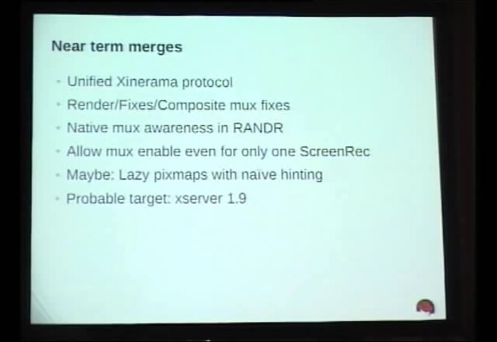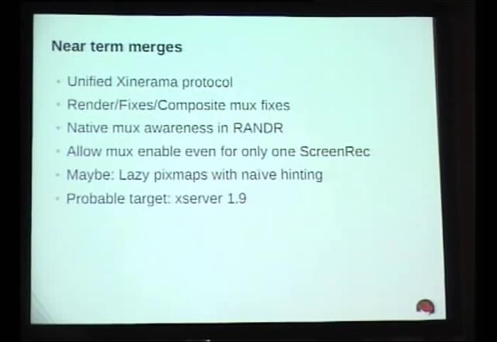So the plan, what do I want to do to make this all work? Unify the Xinerama protocol, so I've got one implementation of it, the only thing that's allowed to publish this protocol. And fix the screen rec so that I can get each driver instance to tell me its own geometry. Merge in all the multiplexer fixes from DMX2. Fix the little bugs in RANDR to make it multiplexer aware, so that primary and modes are properly server global rather than screen global.